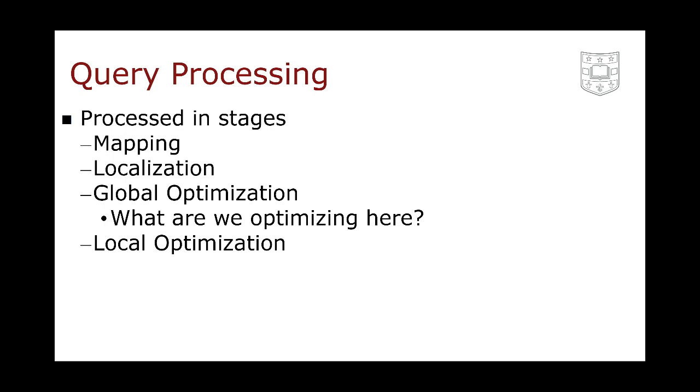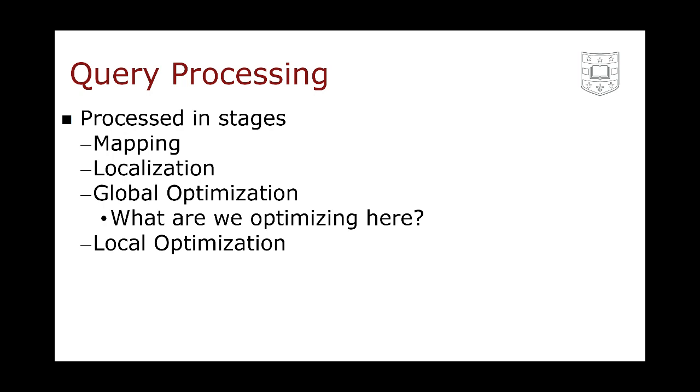We'll then do what's called localization, which is determining where that data is. So determine the local sites where that data lives. And then we'll perform a global optimization here. And so the question, what are we optimizing here? That's actually sort of the main takeaway from this slide.